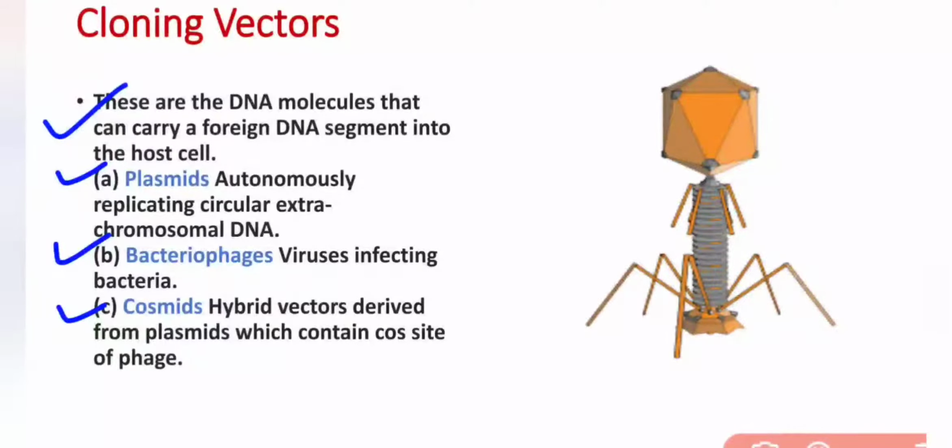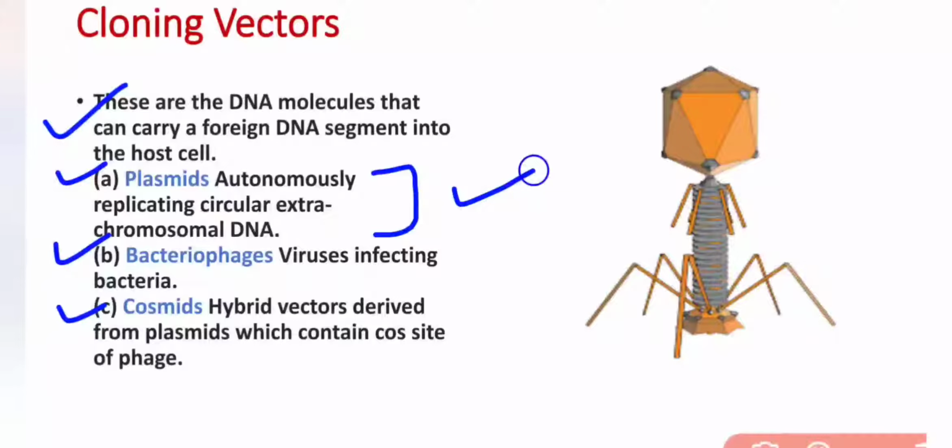Now, different types of cloning vectors. Plasmids. Plasmids are known as autonomously replicating circular extrachromosomal DNA found in the bacterial cell. These have the ability of self-replication and their number may vary from 10 to 100 in a bacterial cell. Next is bacteriophages. Bacteriophages are the viruses which infect the bacteria. Their genetic material can be modified and inserted with the gene of interest, and it can be used to transfer the gene of interest into the bacterial cell.